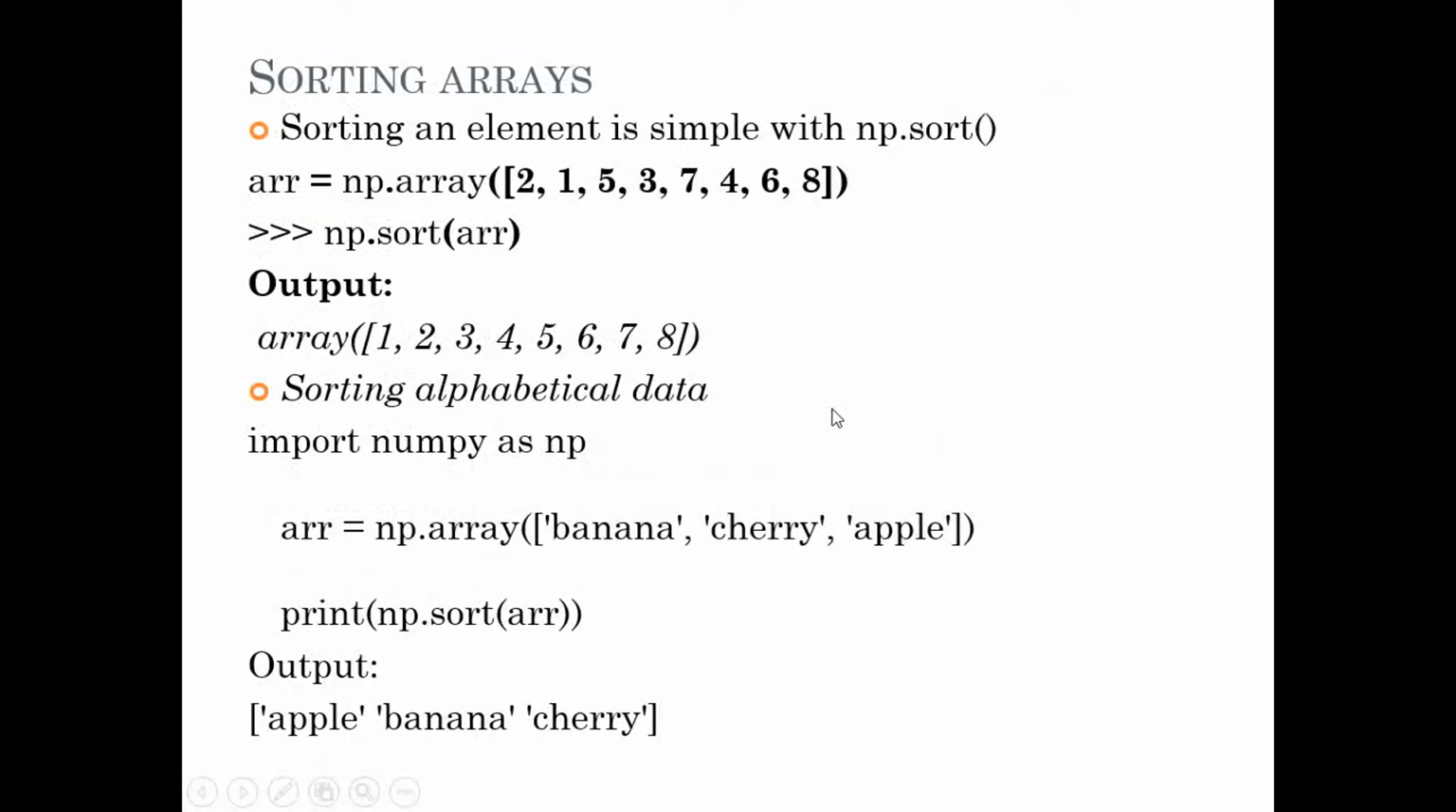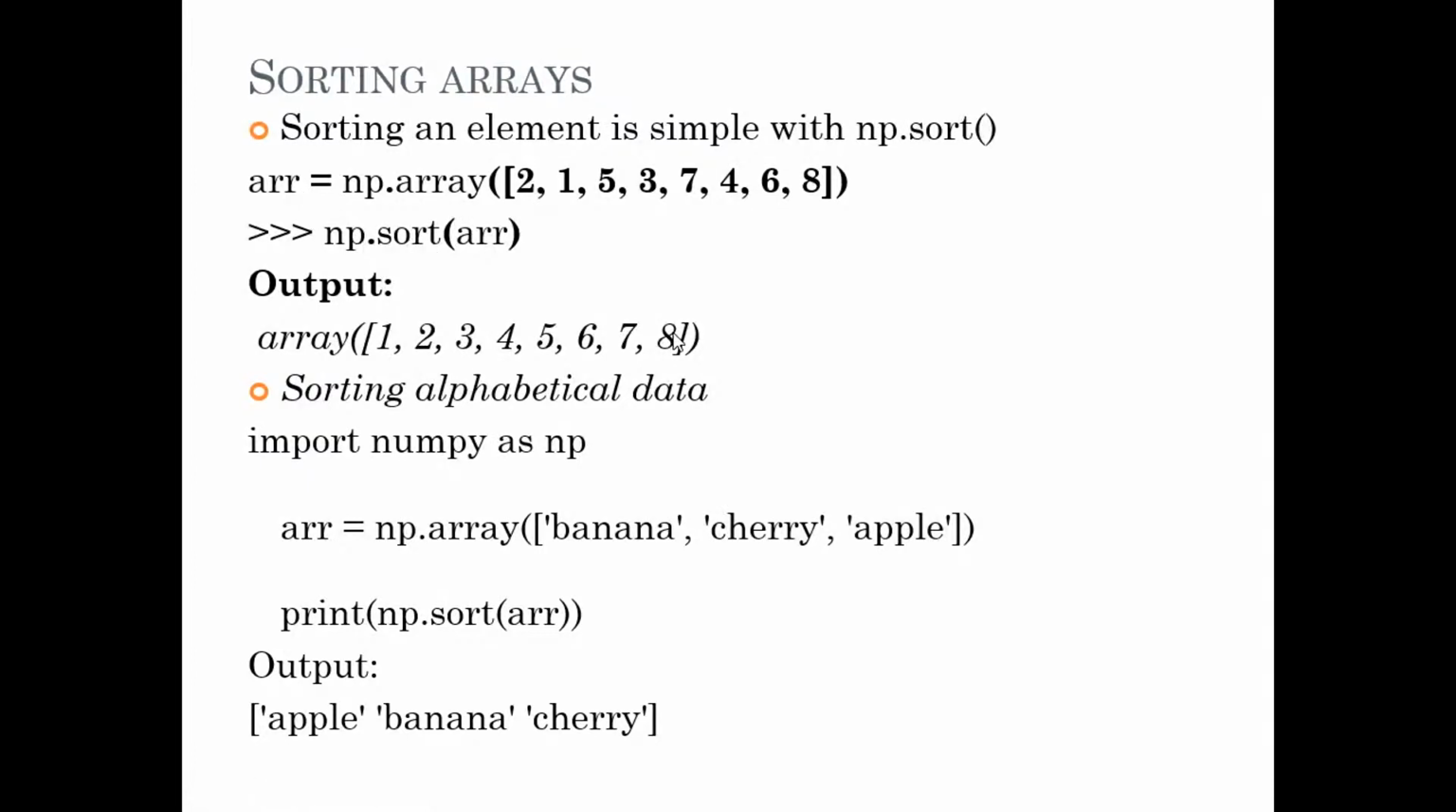Sorting arrays. Can you sort the arrays? We also had sorting in terms of lists, right? So let us look at it here also. Sorting an element in a simple way is np.sort. You create an array in ARR, and if you use np.sort as a function and give ARR into it as an array, it will sort those numbers and give it to you. The output goes like this: 1, 2, 3, 4. If they are unsorted, like 2, 1, 5, 3, 7, 4, 6, 8, it is sorted and printed from 1 to 8.